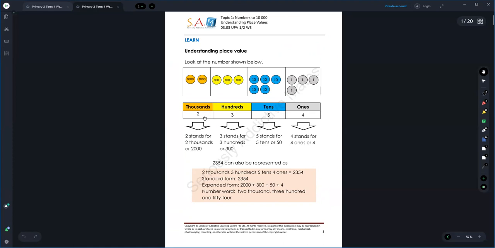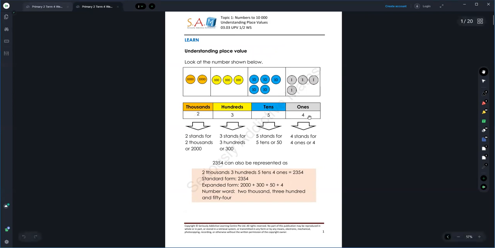A lot of them will say that, oh, 2 is a number, 3 is a number, 5 is a number, 4 is a number. But in this case, 2,354 is a number. Circle it. And then this number has 4 digits. So this is a 4-digit number. And you have digits in the ones place, the tens place, hundreds place, and thousands place. Okay, so it's important to explain to them that way.